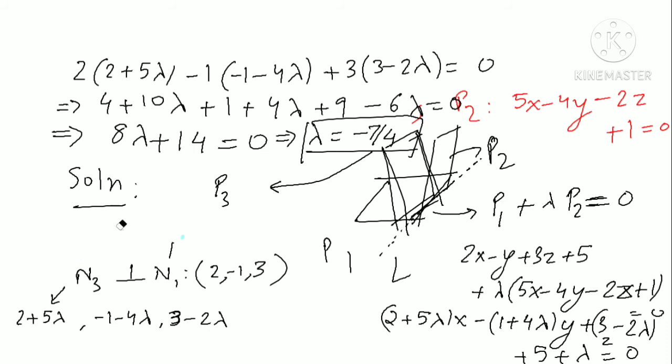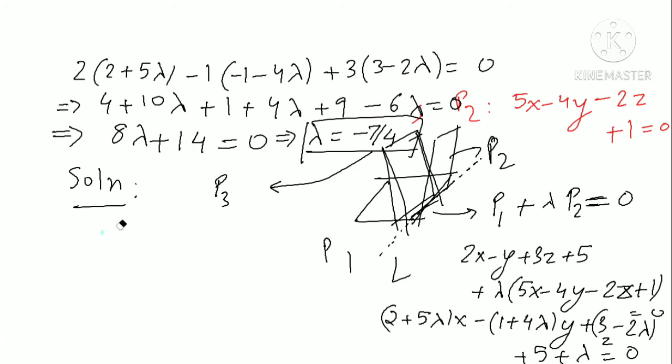So we got the value of lambda as minus 7 by 4. Now, if we substitute the value of lambda in the equation of P3, we will get the equation of P3. So P3 will be 2 plus 5 lambda, so 5 into minus 7 by 4, so minus 35 by 4 into x.